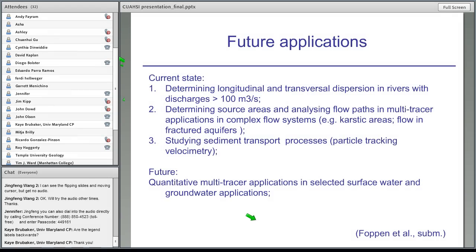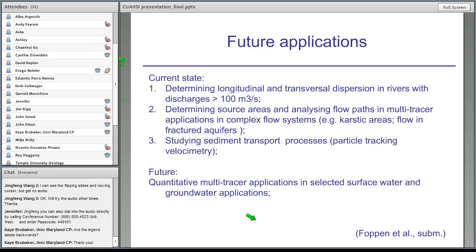Some future applications. I think with the way that we use DNA at the moment, we are able to determine dispersion, and we did some calculations in spreadsheets with, okay, how high can the discharge be before you dilute away completely your DNA concentration. That is something in the order of 100 cubic meter per second, and even more before you completely lose your DNA signal. So it's actually quite difficult to completely lose your DNA signal.